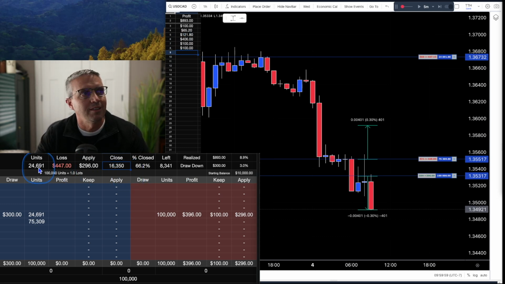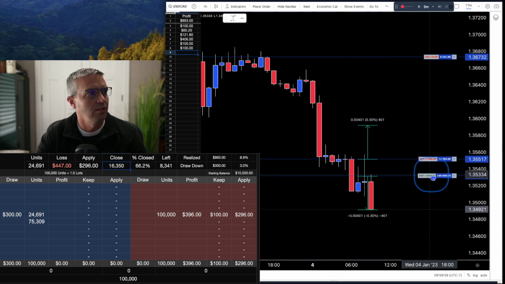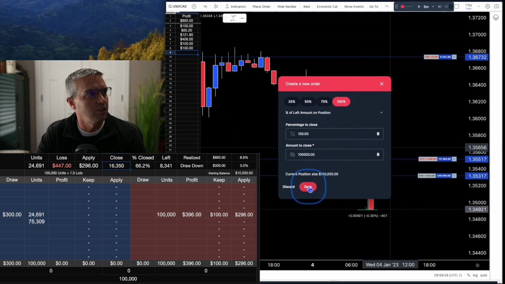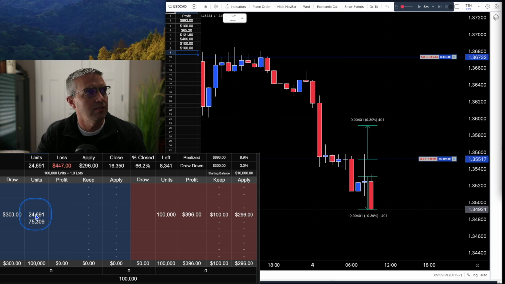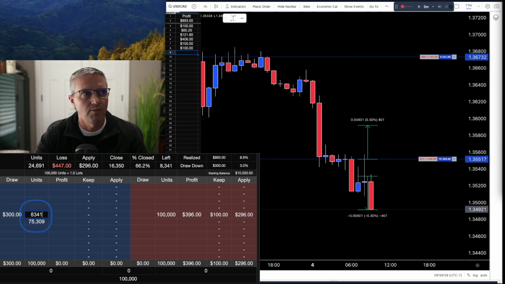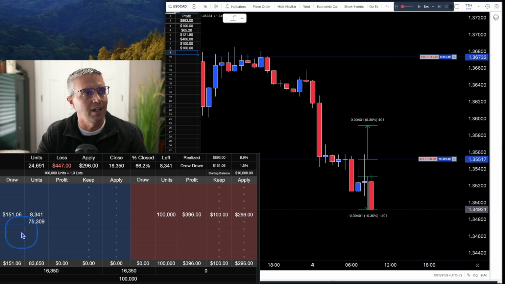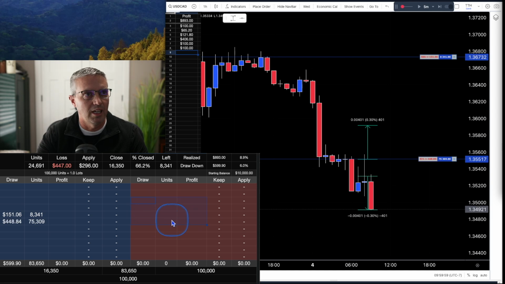So out of that 24,691 unit position, we're going to close 16,350 units. So let's close that 16,350, and we're going to close 100% of this position. Okay, so that leaves us on the long side 8,341 units. So 83.41. That is out of the money 151.06. We also have a 75,309 unit position that's out of the money 448.84. And we don't have anything on our short side right now.